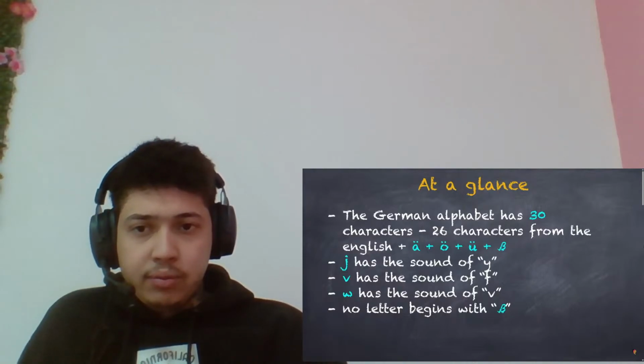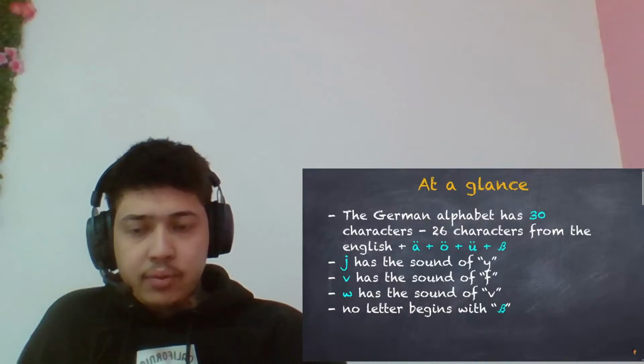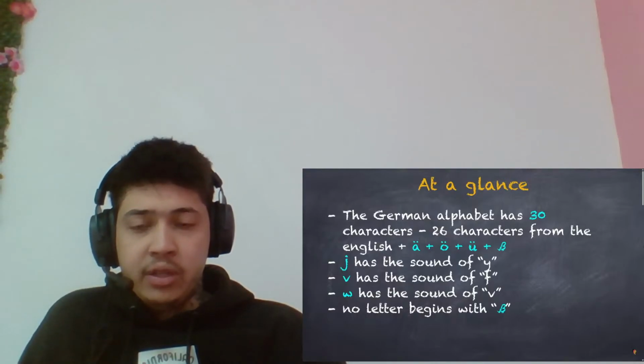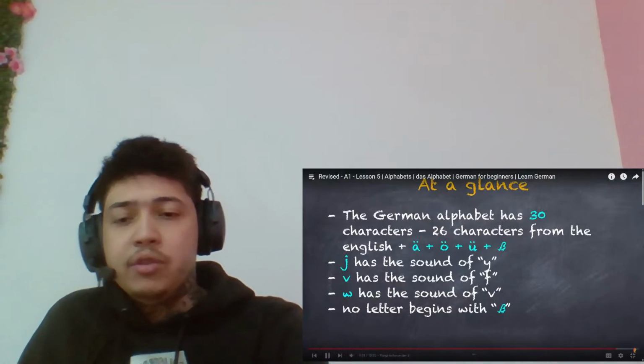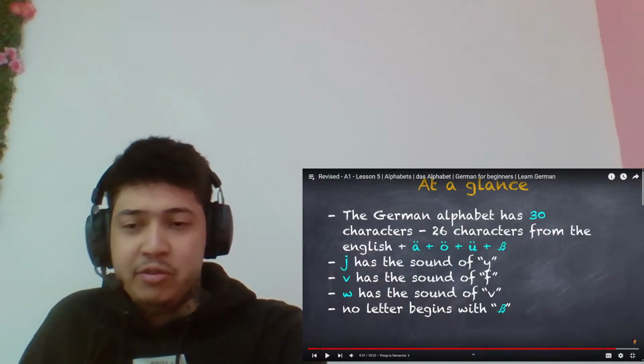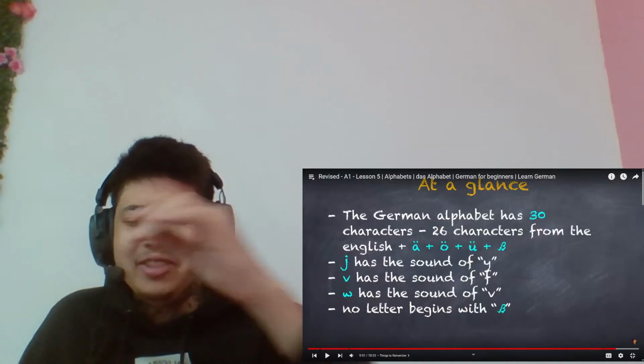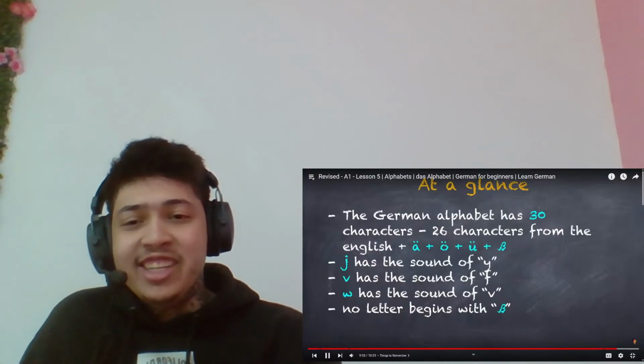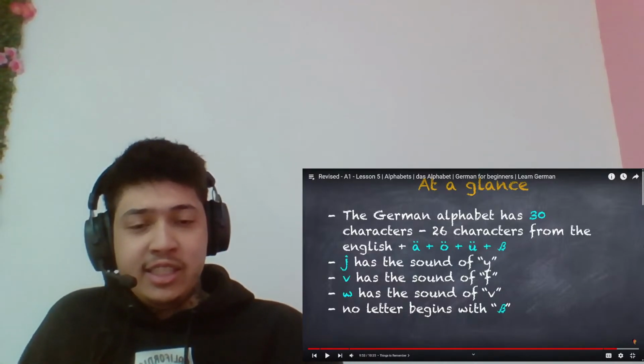J has the sound of Y. V has the sound of F. Wow. V has the sound of V. No letter, which is W or V or V. Or, I don't know. I'm very confused now. No letter begins with SZ.